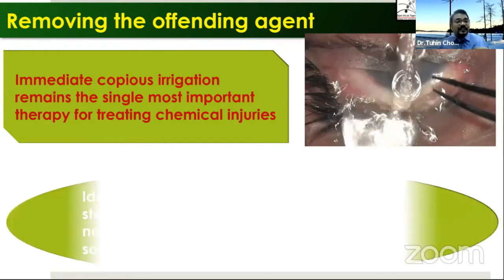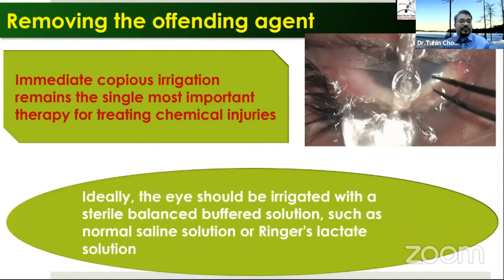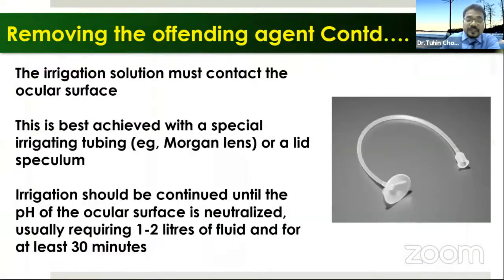Immediate copious irrigation remains the single most important therapy for treating chemical injuries. Ideally, the eye should be irrigated with a sterile, balanced buffer solution such as normal saline solution or Ringer's lactate solution. If you don't get any ideal solution, you can use tap water also. The irrigation solution must contact the ocular surface.